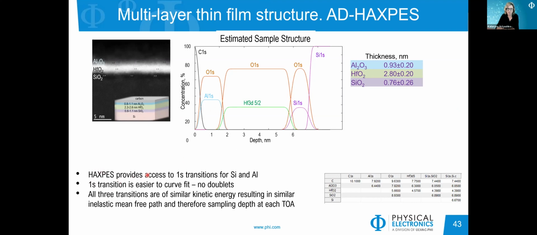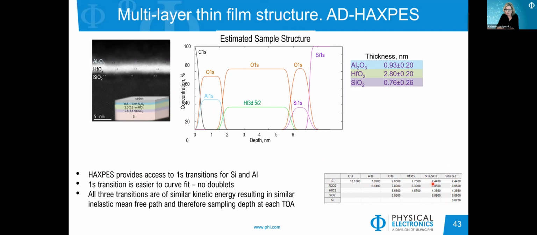That's the first advantage, and we don't have to deal with doublets. It's easier to process. We can also have access to the hafnium 3d transition. And you can see that this table shows the inelastic mean free path within each layer for each transition. So you can see they're quite similar.